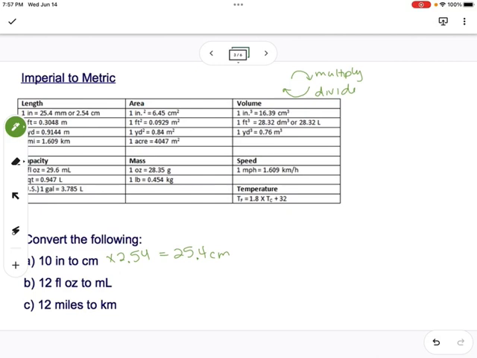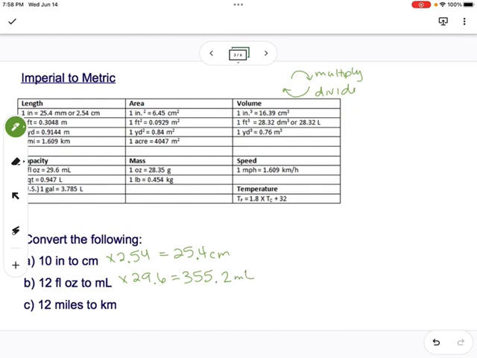Next one, we are going from 12 fluid ounces to milliliters. So looking for that conversion under capacity, fluid ounces to milliliters. Again, we're going from left to right, so we're multiplying. So 12 times 29.6 is giving us 355.2 milliliters.